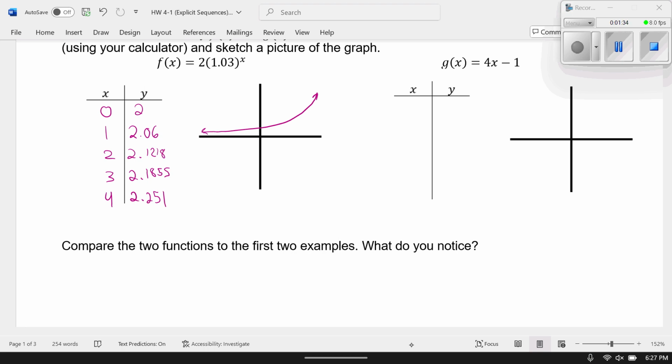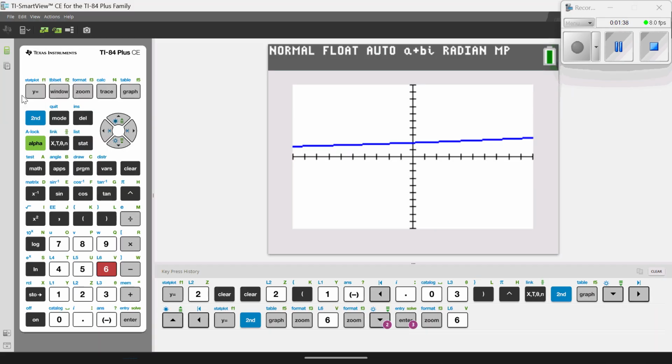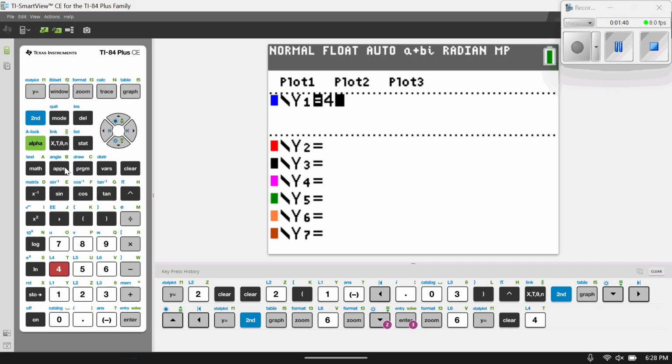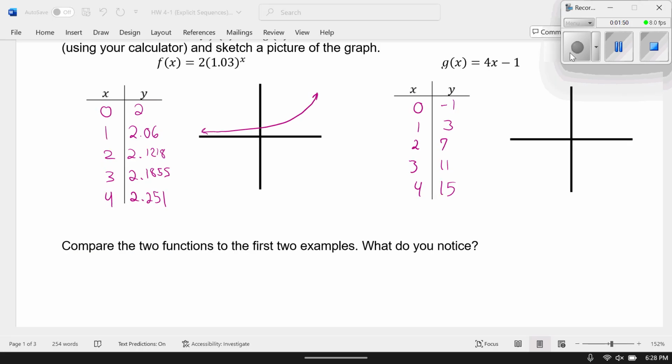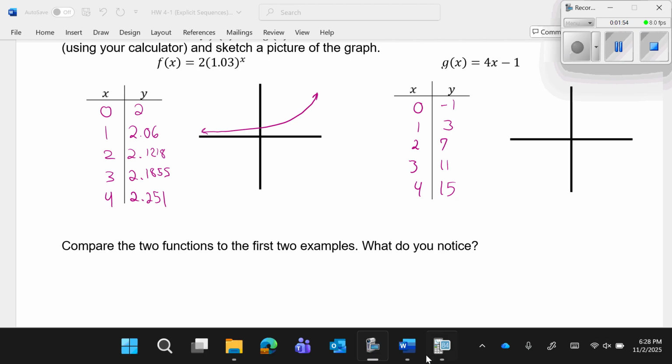Now, for the next one, we have 4x minus 1. That's certainly a lot easier to put in our calculator. We got 4x minus 1. We're going to do the same thing. We're going to go to the table. And we're going to copy down, let's say, the first 5 points. Okay, I have my points listed. And now we're going to go check out the graph.